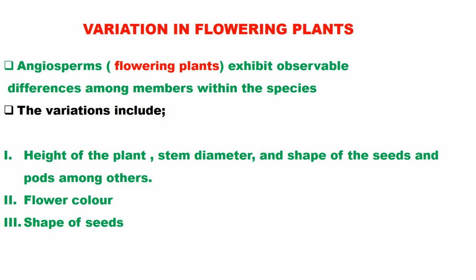So we talk also of variation in angiosperms or in plants. When you talk of angiosperms, these are just flowering plants, which also exhibit observable differences among them within the species. Species means plants of the same type. One of the observable characteristics here is the height. You find that some plants are tall, some are short, but we are talking about plants that produce flowers. Aside from height can be the stem diameter. Others have large girth, others have smaller girth, even in terms of stem size and all that.